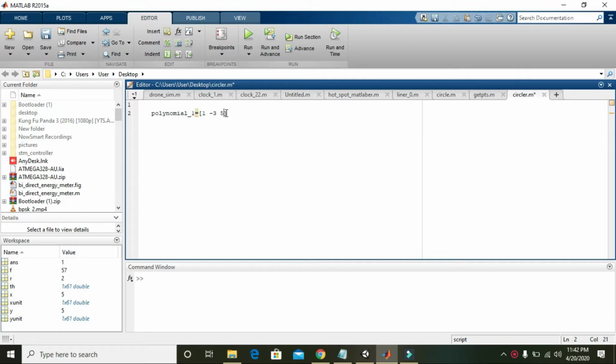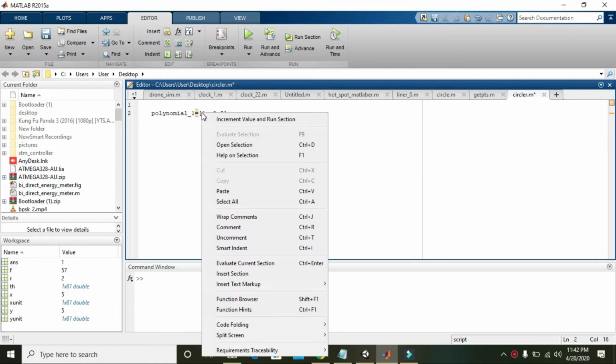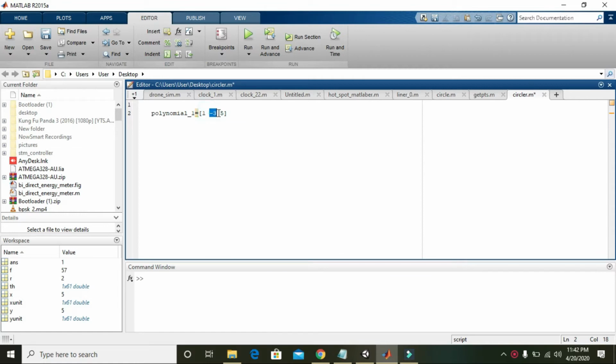So what it actually means is that it is 1x squared minus 3x plus 5, or 1x squared minus 3x plus 5 raised to the power 0. So this will be considered as a vector or a polynomial with a single variable.